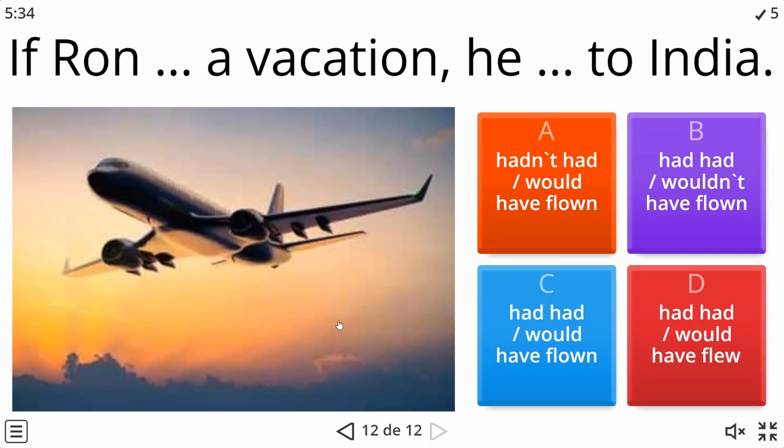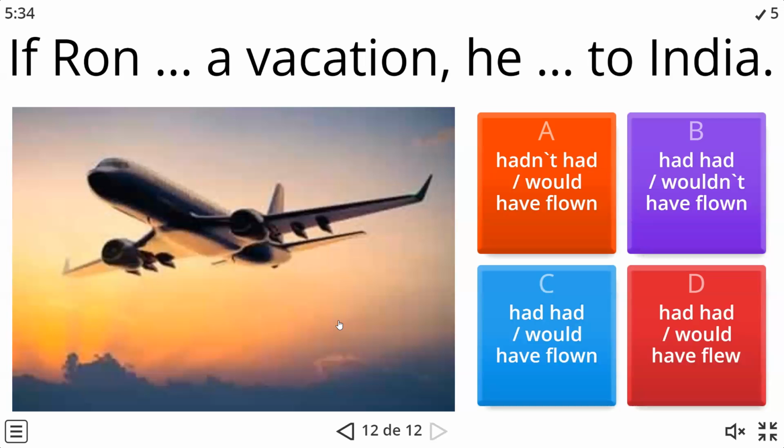No entiendo ahí, teacher. Si él toma las vacaciones, no iría a India, eso es lo que dice. But in this case, that could depend. Let me check. Both should be positive. D. Yes, D: had would have flown, but change the verb because this is past. The past participle of fly is flown. Oh, ok, entonces es letter D, sí. Flown.